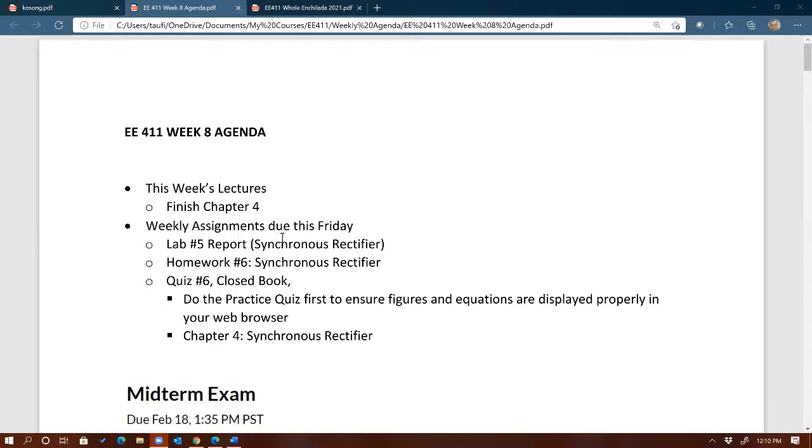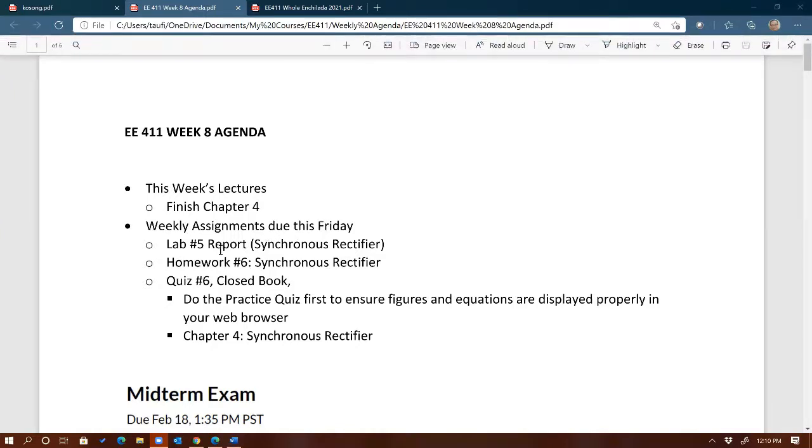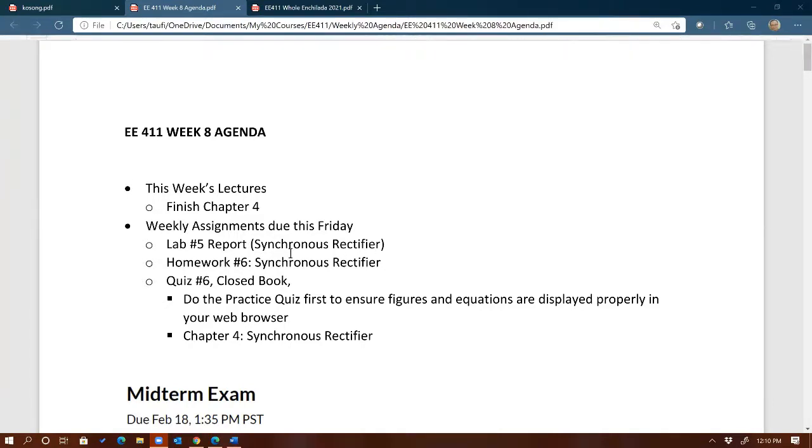And then for the assignments this week, you have lab number 5 report due this Friday. We'll be doing an experiment on synchronous rectifier this week, the same topic as in chapter 4. And then homework number 6 also due this Friday, and then quiz number 6 also due this Friday. So lab number 5 report, homework number 6, quiz number 6, these are all the assignments for this week, and these are all due on Friday.